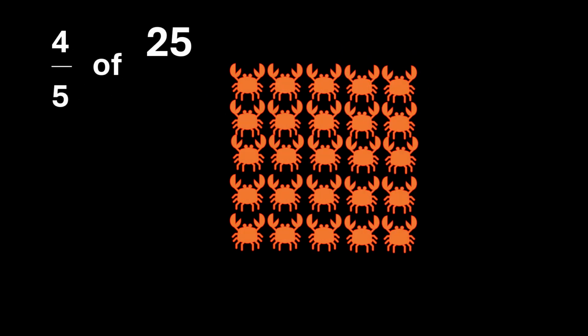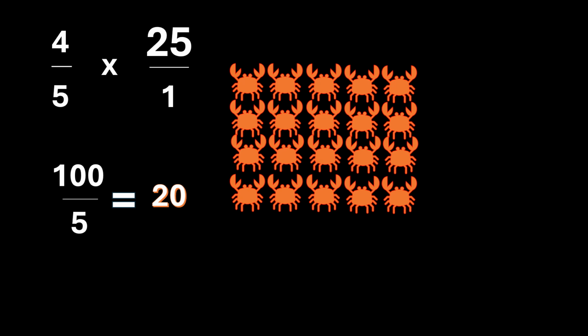How about 4/5 of 25 crabs? So the "of" turns into a multiplication sign. The 25 we can turn into a fraction by throwing a 1 underneath it. 4 times 25 is 100. 5 times 1 is 5. 5 is our greatest common factor. So when we divide 100 by 5, we'll get 20 crabs.